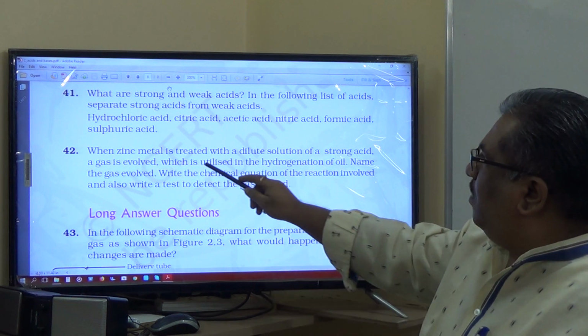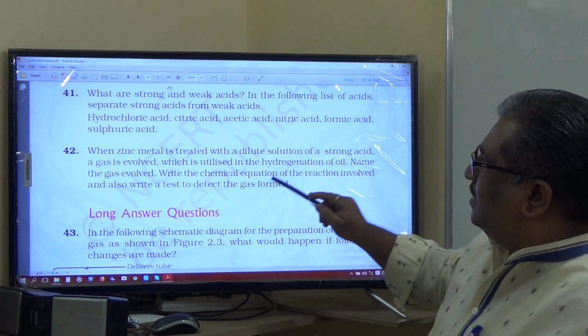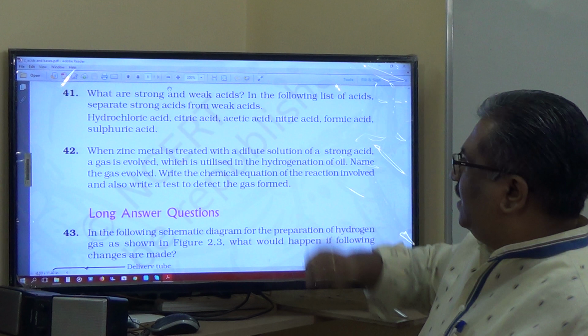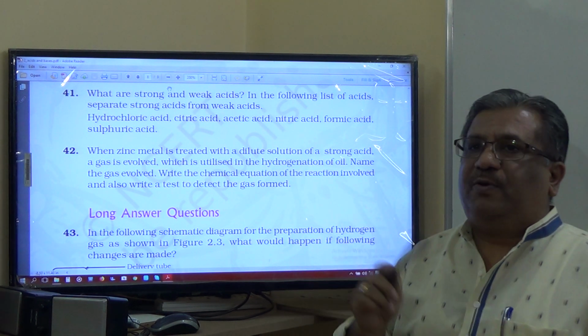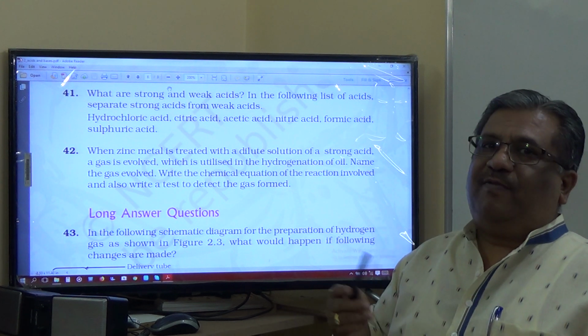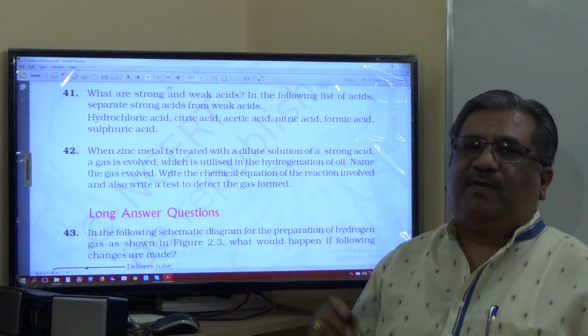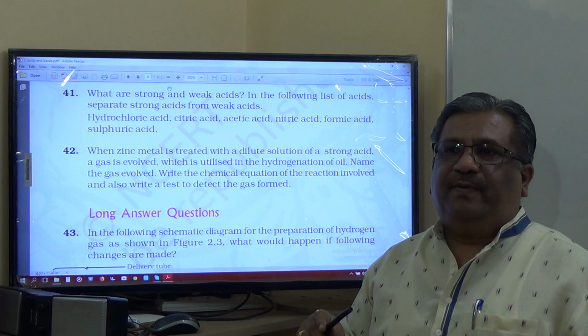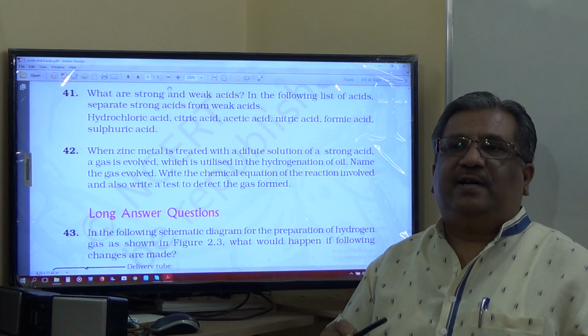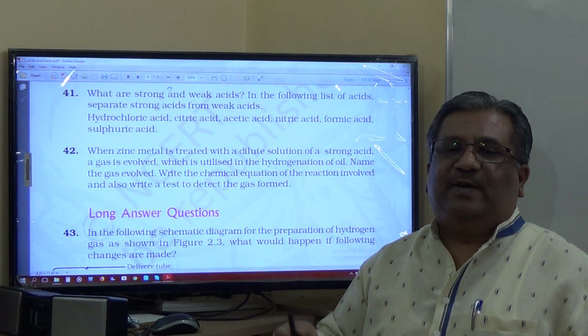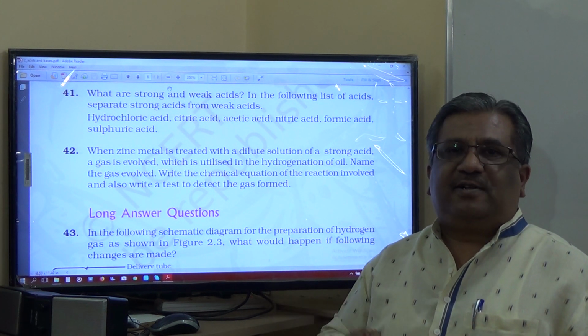Next, when zinc metal is treated with dilute solution of a strong acid, a gas is evolved. Hydrogen gas is evolved, which is utilized in the hydrogenation of oil. Yes, hydrogen produced is used in the hydrogenation of oil. What is hydrogenation of oil? Conversion of unsaturated vegetable oils into saturated vegetable ghee is called hydrogenation, which we'll be studying in carbon and its compounds.